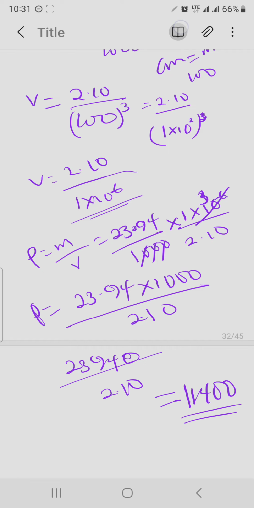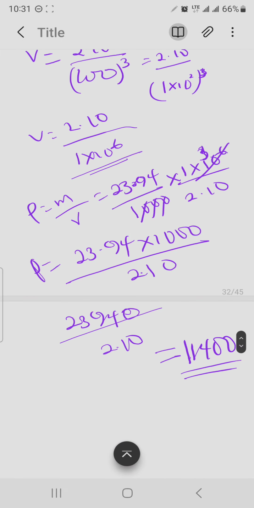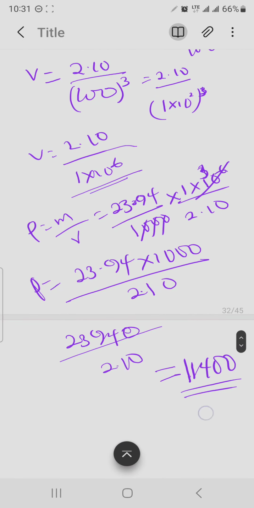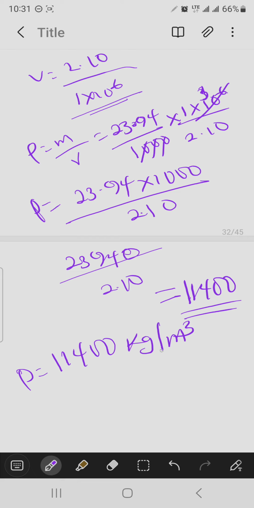The question states that we should calculate it in SI units. So density will now be equal to 11400, mass over volume. And this is going to be the answer.